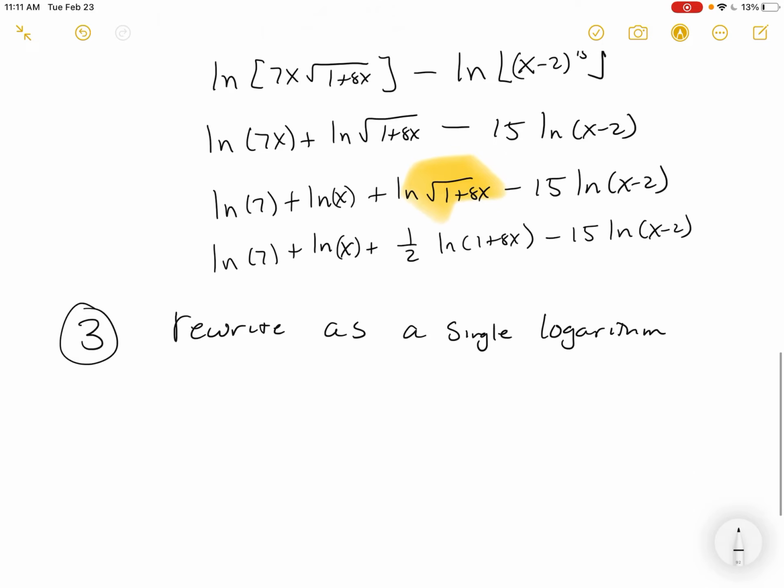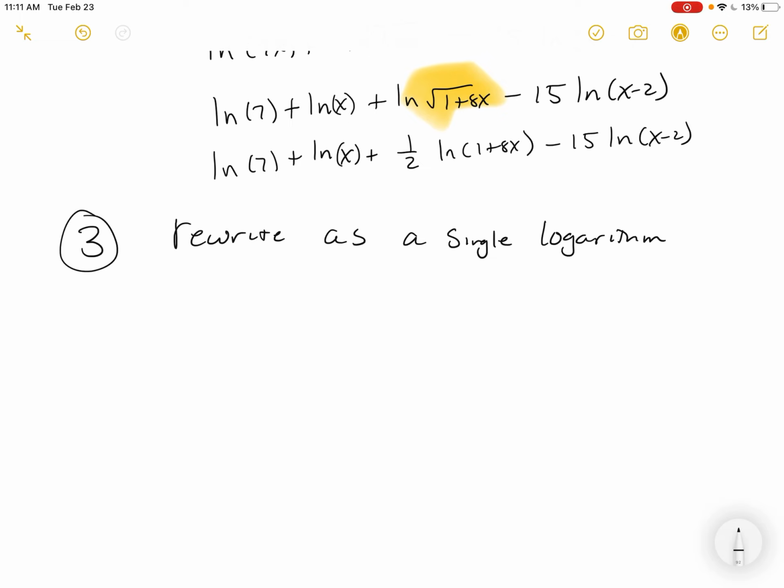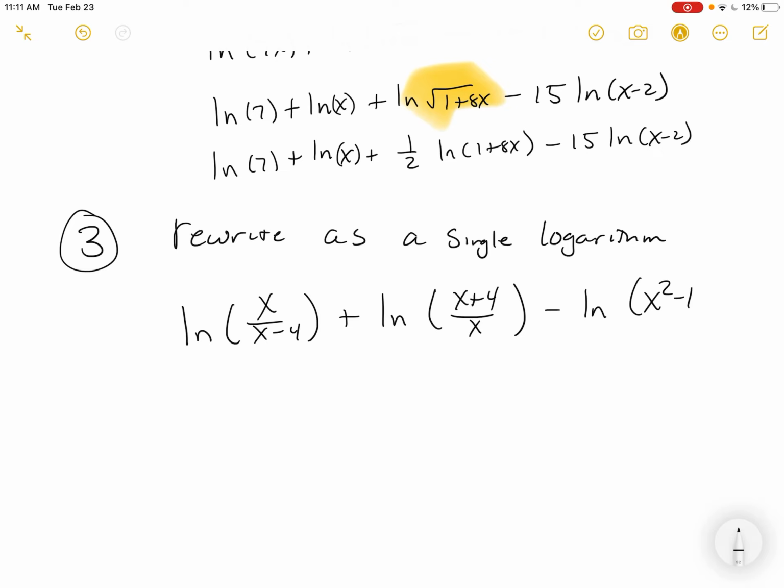And you're just going to be patient there. You're going to say, okay, here's the problem. This is ln of x over x minus 4 plus ln of x plus 4 over x minus ln of x squared minus 16. And again, we're going to simplify in the end. So we know what to do. Let's just take them one log at a time. Let's put these two logs together.